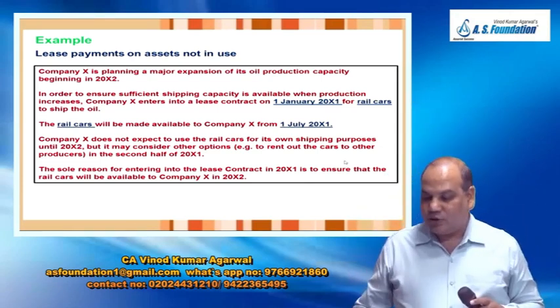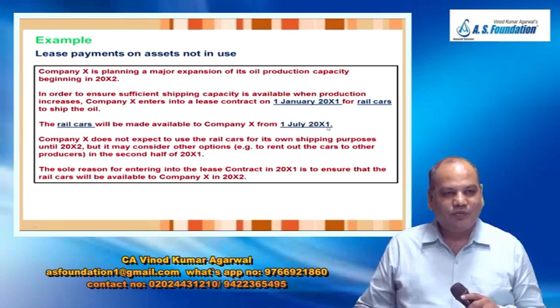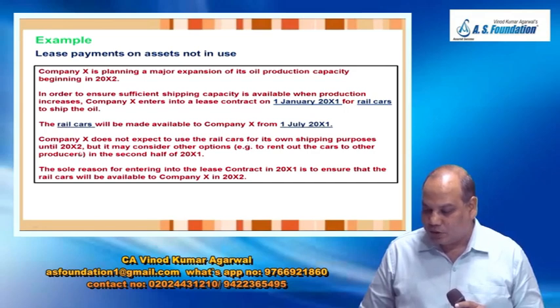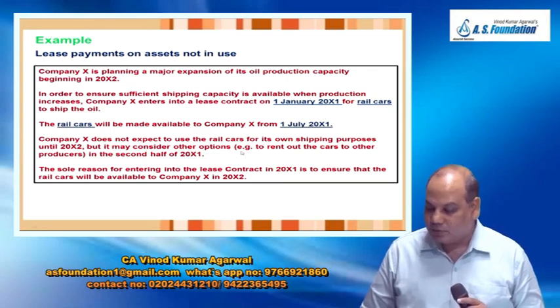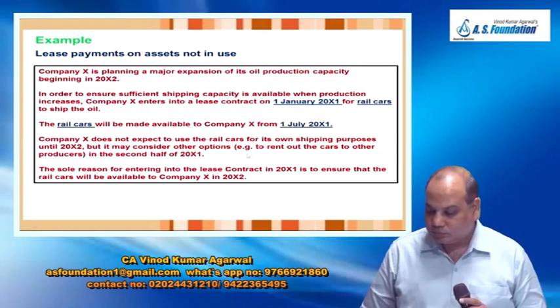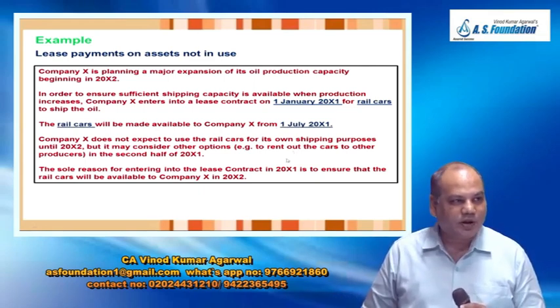The rail cars will be made available to the company from 1st July. What is 1st July 20x1? We can call it the commencement date. Company X does not expect to use the rail cars for its own shipping purpose until 20x2, but it may consider other options, for example, to rent out the cars to other producers in the second half of 20x1. Is it right? Because the asset is available for use now, either you use it or you sublet it, assuming sublet is permitted under this contract.